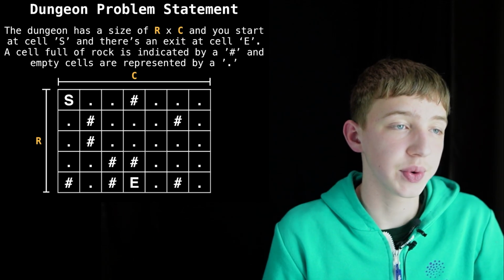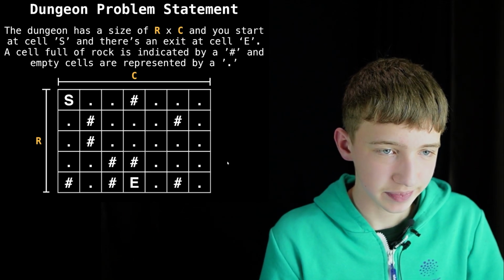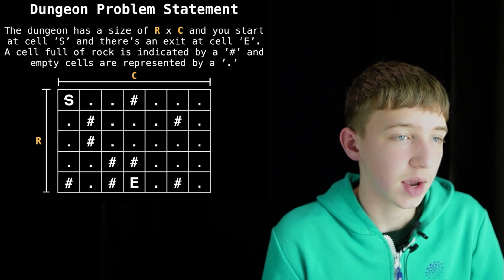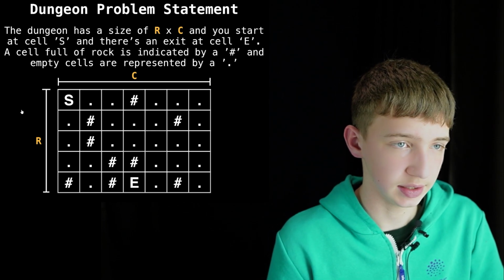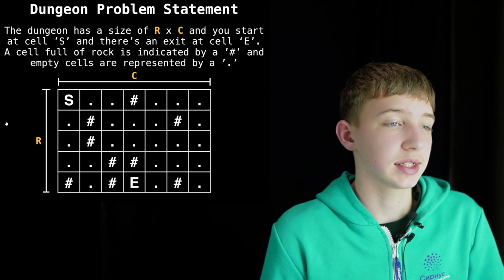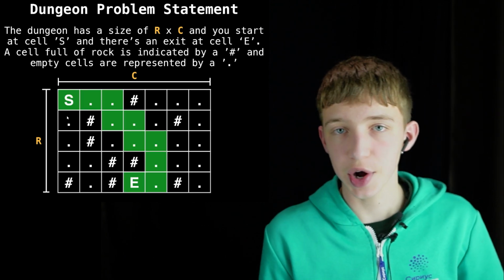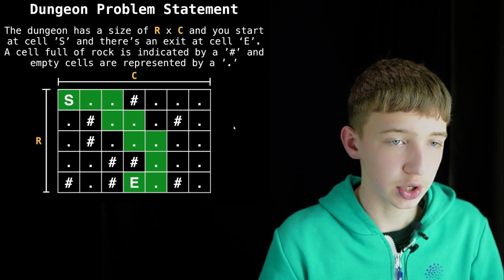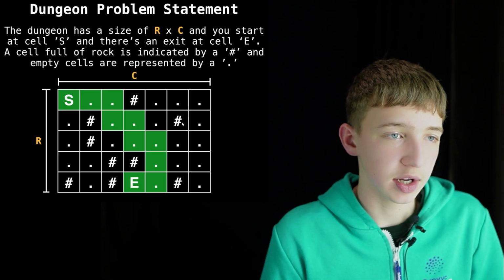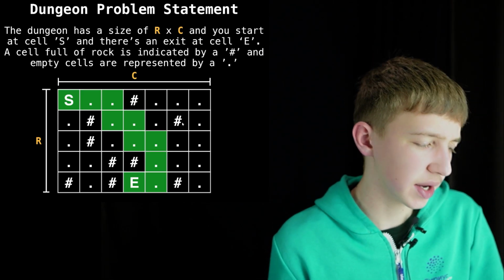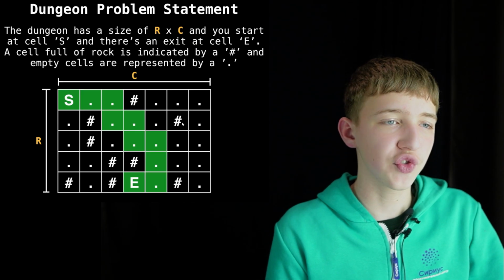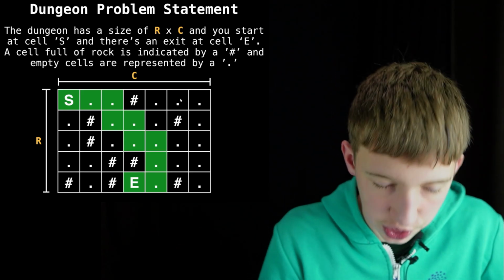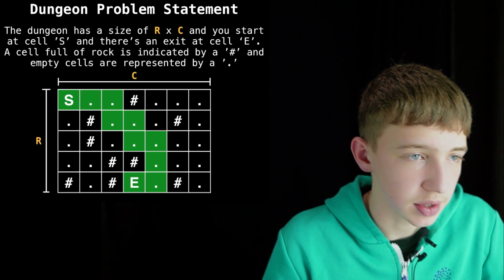So we're starting at node S, and we have to go to node E. We have to exit at cell E. In this particular situation, it is possible to escape using this path. Also, we want to find the shortest path, not just any path, to escape the dungeon.